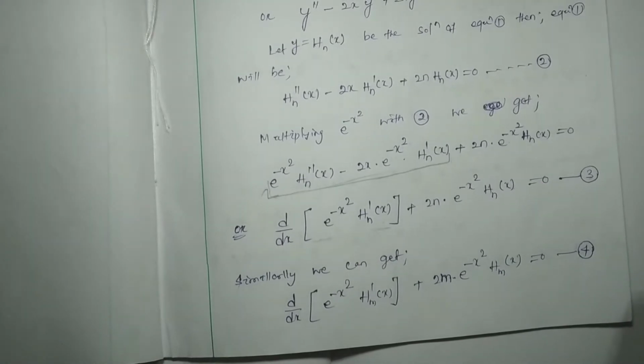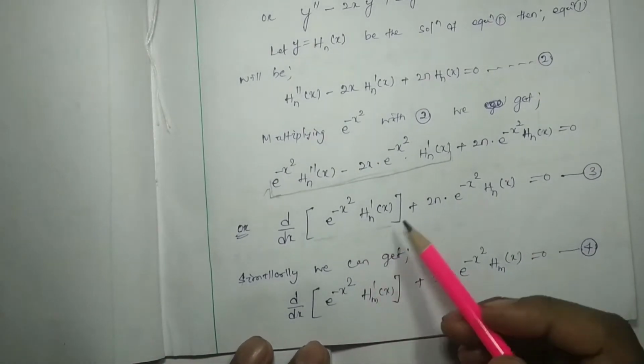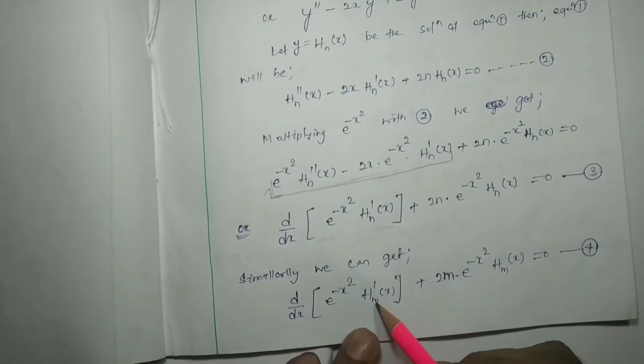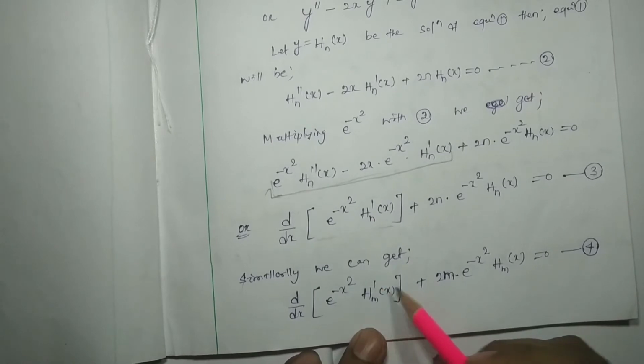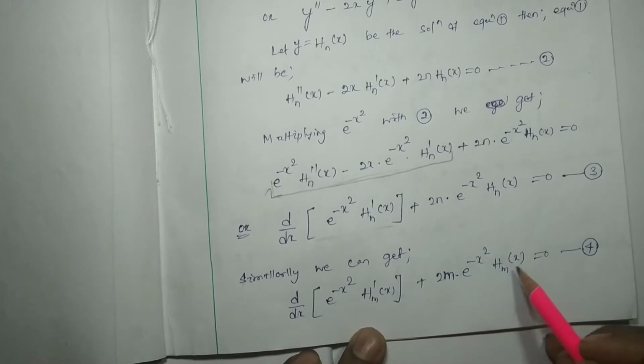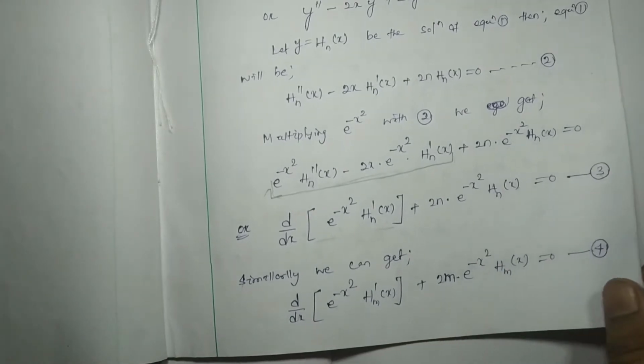Similarly, we can get, by considering m instead of n, d/dx of e^(−x²) Hm'(x) plus 2m e^(−x²) Hm(x) = 0. Let it be equation number 4.